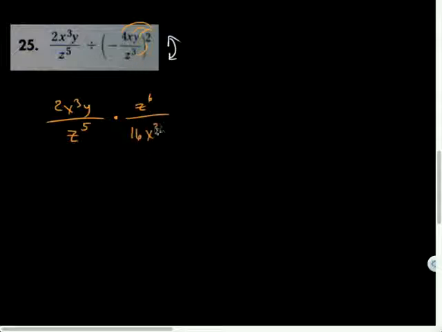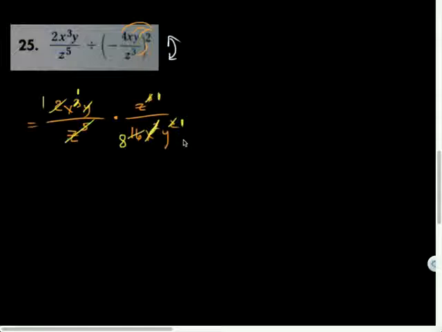y squared. Now that I've got this set up, I can use some cross-cancel techniques. Between 2 and 16, 2 goes into 2 once, into 16 8 times. Between x squared and x cubed, I could cancel 2 of these x's with 2 of those, leaving 1 behind. Between the y's, this y kills 1 of those y's, leaving 1 behind. And between the z's, z to the 5th cancels out with 5 of those z's, leaving 1 behind.